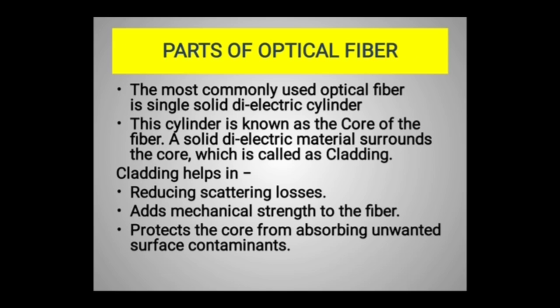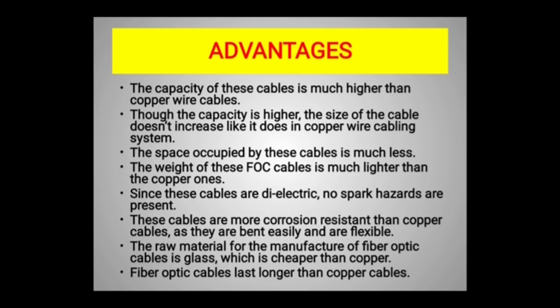So let's discuss. The most commonly used fiber optic is a single solid dielectric cylinder. The cylinder is known as the core of the fiber, and what surrounds the core is called cladding. So why do we need a cladding on that core? Because it reduces the scattering losses, it adds mechanical strength to the fiber, and it protects the core from absorbing unwanted surface contaminants.